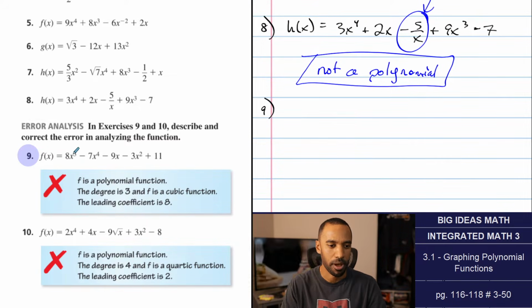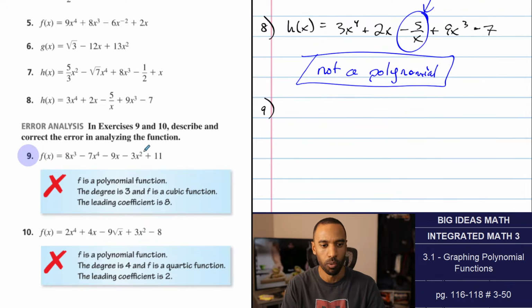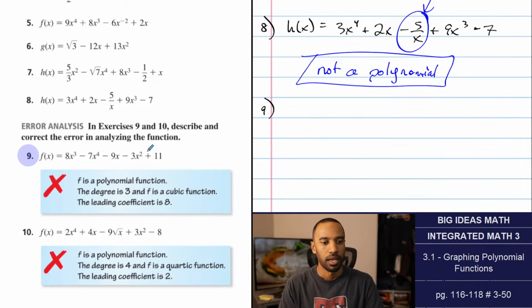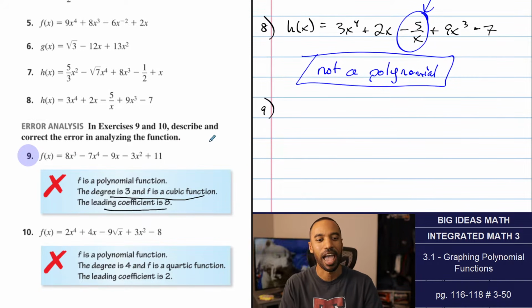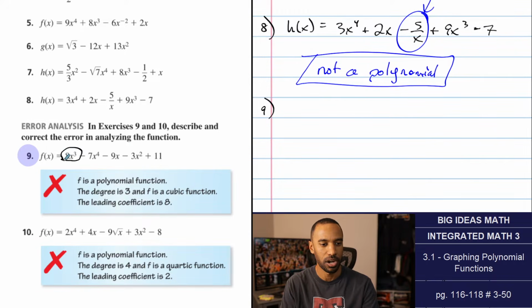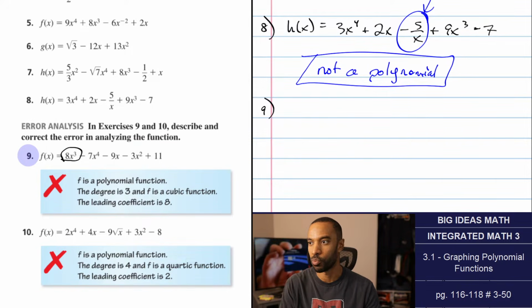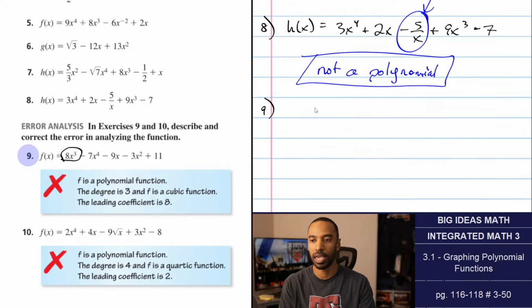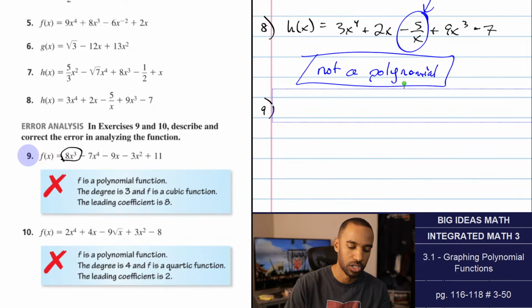I agree on it being a polynomial. We have degrees 3, 4, 1, 2, and 0. The problem is everything here. Everything here is a problem because they're treating this as the leading term. Remember, the leading term isn't the one that's written first. It's the one that's written first when it's in standard form. So 8x cubed is not the leading term.